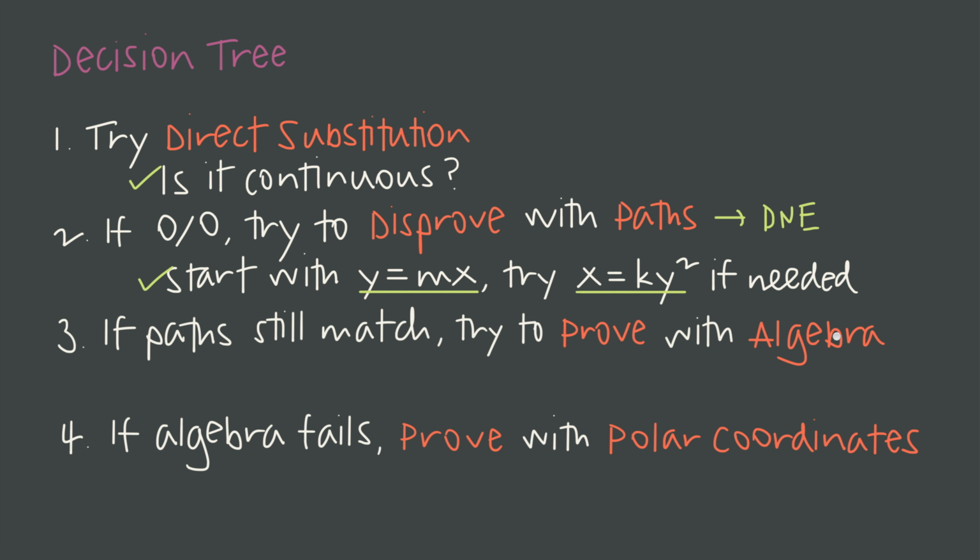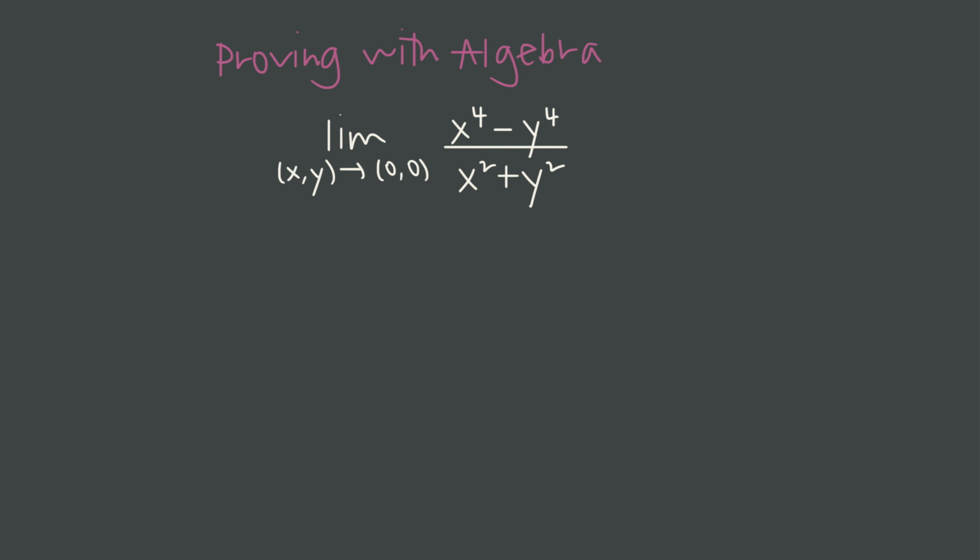Primarily here with algebra, our goal is going to be to factor and then cancel. For example, if we have this limit here, if we try substitution, we see that we get 0 over 0, and maybe we've tried different paths, like the lines family y equals mx, and some power matching curved paths, and we're still getting the same value for the limit every time.